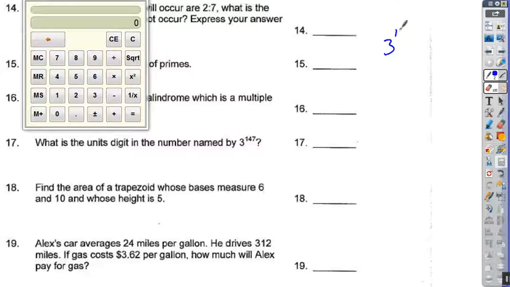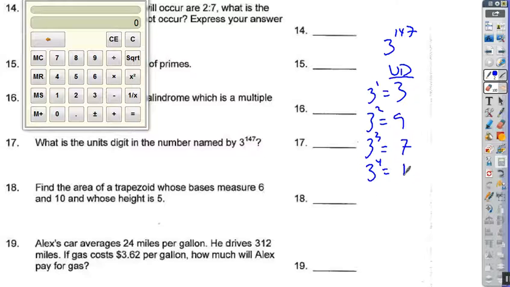So we have 3 to the 147. And I know 3 to the first is 3. I'm only looking at the units digit. 3 to the second is 9. 3 to the third is 27. Notice only the units digit. 3 to the fourth is 81, which is just the 1. And then if I have 3 to the fifth, 3 times 1, again, is going to be 3. And it's just going to repeat, right?